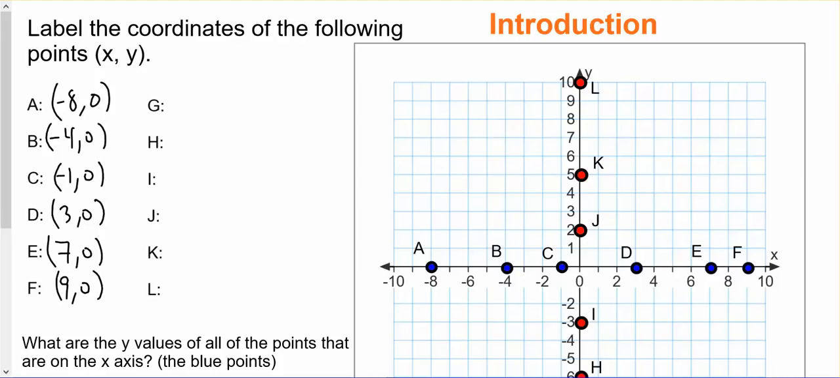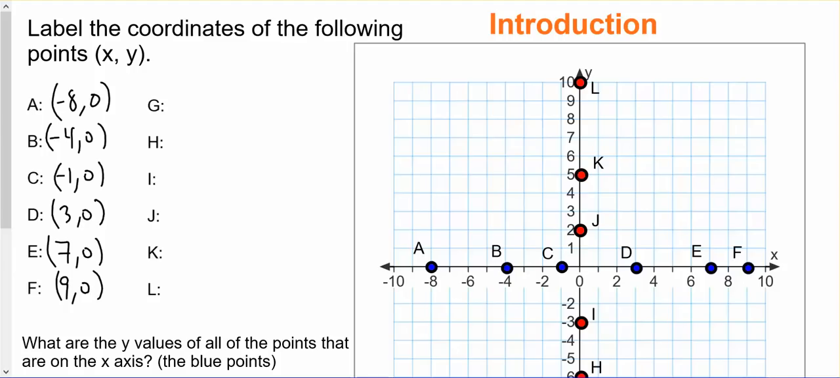And we can answer this question: what are the y values of all the points that are on the x-axis? Well, my y values all along the x-axis are 0. And remember that. Because we're on the x-axis, we haven't gone up and down at all. So just as we move along the x-axis, our y values are always 0.